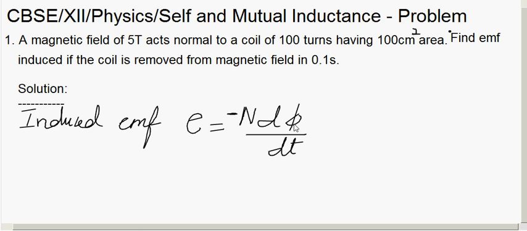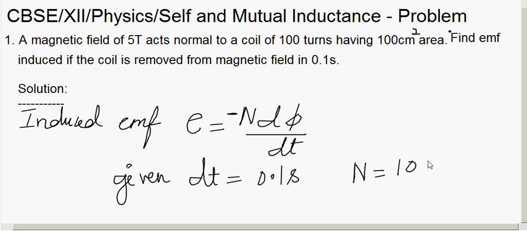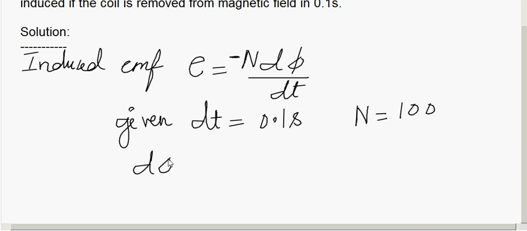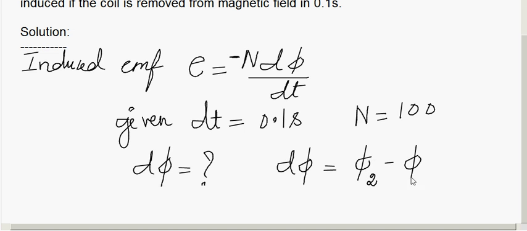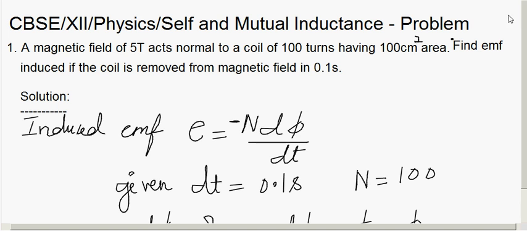Now here dt is given. The change in flux happens within a time period of 0.1 second. Now number of turns is also given, that is 100, but d phi is not given. That we have to calculate. Now d phi is nothing but change in flux, so it is always calculated as phi 2 minus phi 1. Now what are phi 2 and phi 1?